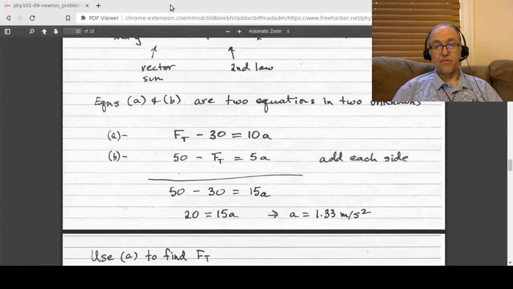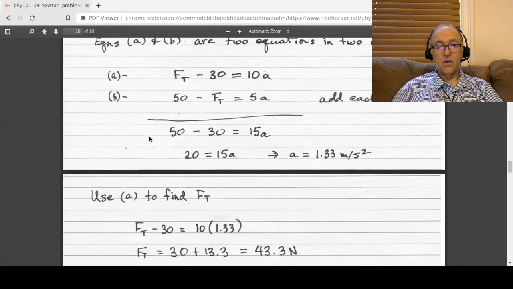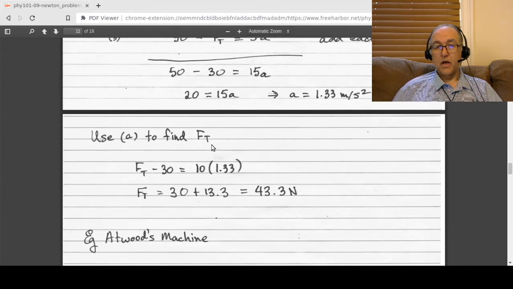Now, I didn't ask at the beginning for FT, but now that we have A, it's easy to get FT. You can substitute A into either equation A or equation B, and you'll get FT, okay? And so use equation A to find FT. All right, and so now we know that A is 1.33, so we get FT minus 30 is equal to 10 times 1.33. There's your value substituted for A. And just solving, that gives you that FT is 43.3 newtons, okay? And so the tension in that string, the pull of the string at M1 or the pull of the string at M2, is going to be 43.3 newtons. Okay, so great, there's that problem.